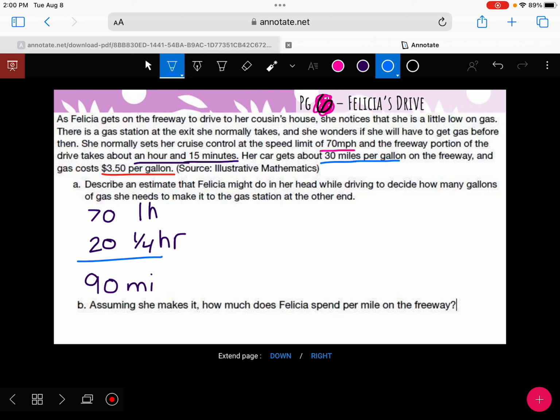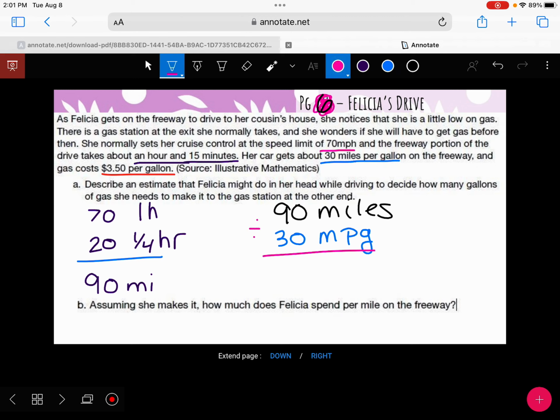Yeah, she goes 30 miles per gallon. We know she's going 90 miles. So about how many gallons of gas does she need? 3. Because we have 90 miles, 30 miles per gallon. What operation are we going to use there? Divide. We're going to divide the two. And it gives us how many gallons? 3 gallons.